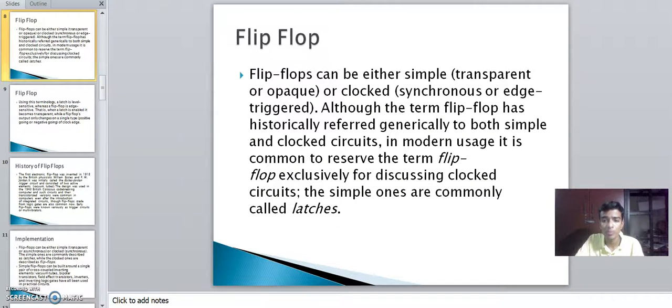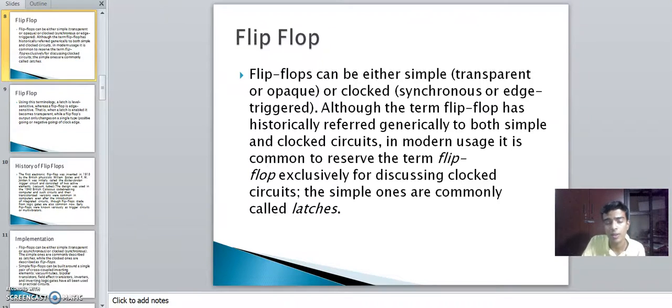Flip-flops can either be simple, transparent or opaque, or clocked, synchronous or edge-triggered. In this presentation, we are going to be seeing lots of different types of flip-flops: positive edge-triggered, negative edge-triggered, etc. Although the term flip-flop has historically referred generically to both simple and clock circuits, in modern usage, it is common to reserve the term flip-flop exclusively for discussing clock circuits. The simple ones are commonly called latches.